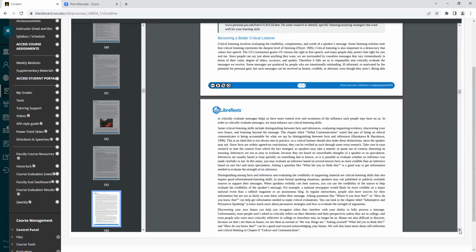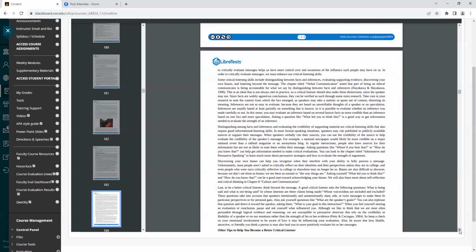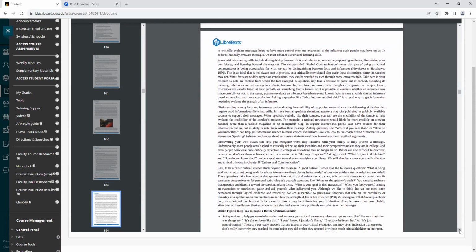Being able to critically evaluate messages helps us have more control over and awareness of the influence such people may have on us. In order to critically evaluate messages, we must enhance our critical listening skills. Some critical listening skills include distinguishing between facts and inferences, evaluating supporting evidence, discovering your own biases, and listening beyond the message. The chapter titled Verbal Communication noted that part of being an ethical communicator is being accountable for what we say by distinguishing between facts and inferences.